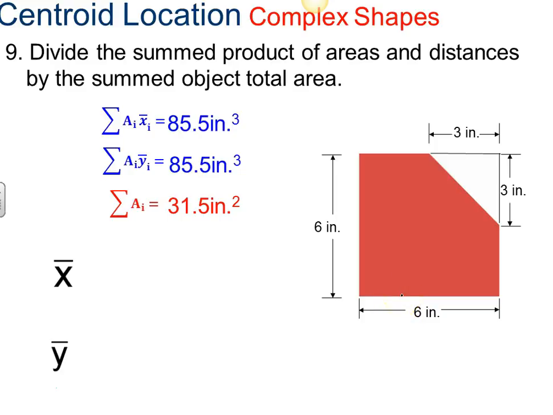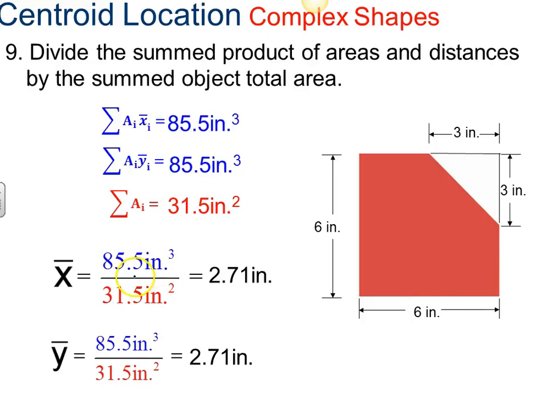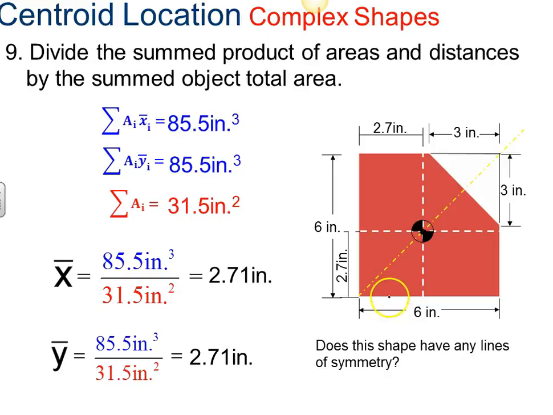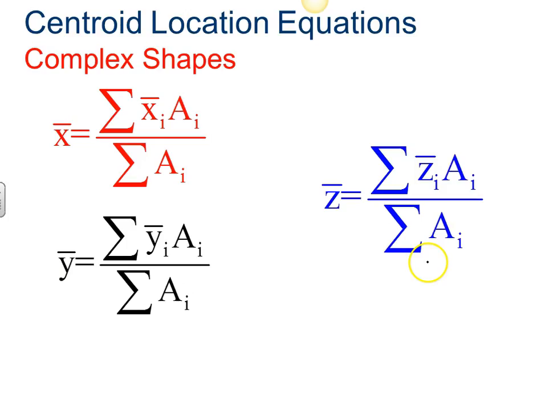We then divide the sum product of areas and distances by the summed object total area. That's going to give 85.5 cubic inches divided by 31.5, and we do that for both X and Y, and we get 2.71 and 2.71, which is what we got before. Draw a line, find the intersection point, and there's our line of symmetry.